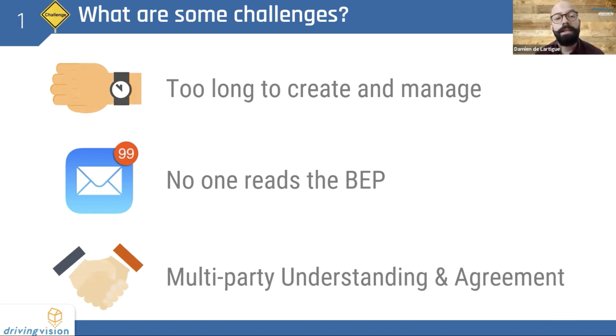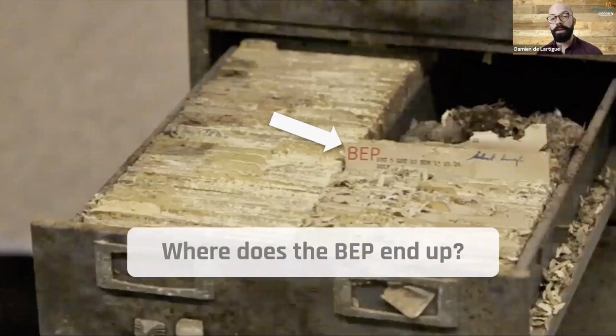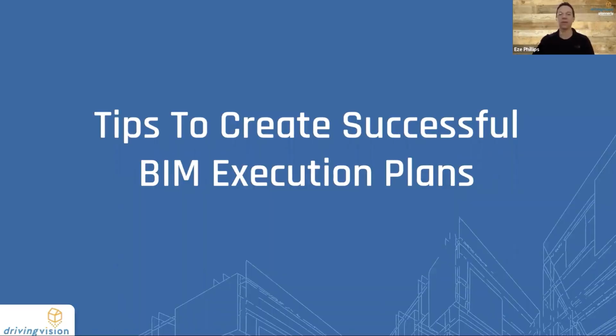Right. And there's also the agreement issue. So if we have a mandated BIM execution plan, but not everyone agrees with it, how do we get everyone to collaborate and sign off? And finally, just as important, is how do we make sure that this thing doesn't end up getting filed away and just never to be seen again? So let's talk through some tips on how to have a successful BIM execution plan.